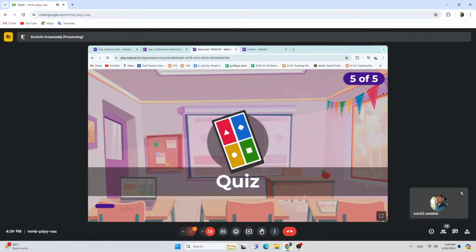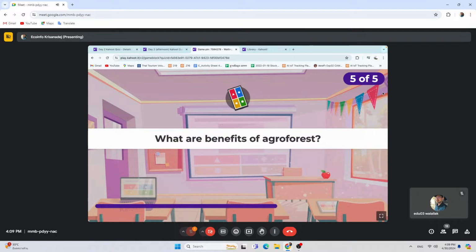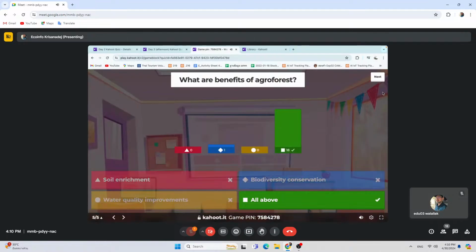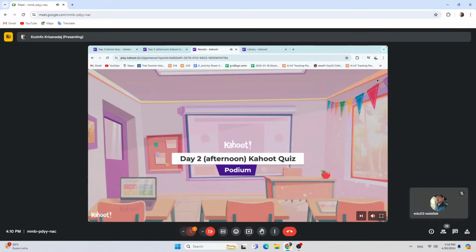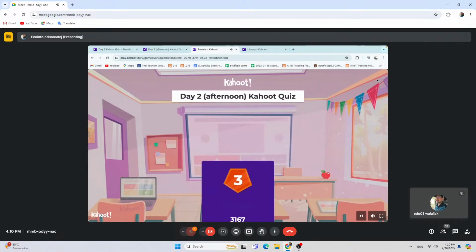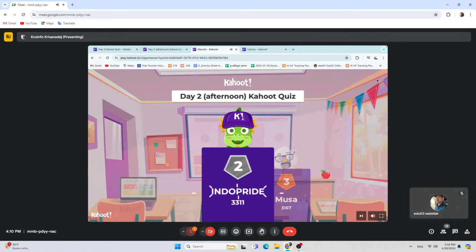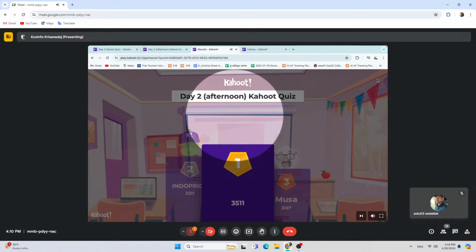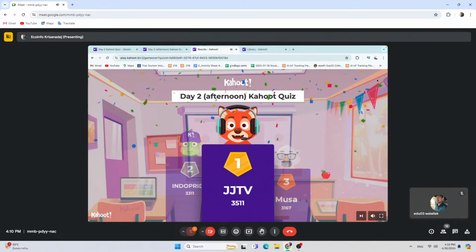All right, next. This is the last question. What are benefits of agroforest? Soil enrichment, water quality improvements, biodiversity conservation, all of them. Oh, and the answer is, there you go. For third place, we have Musa. Congratulations. Second place, Indoor Pride. And that's the time.